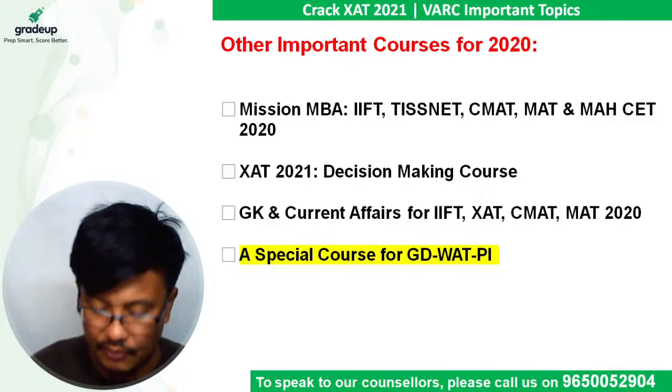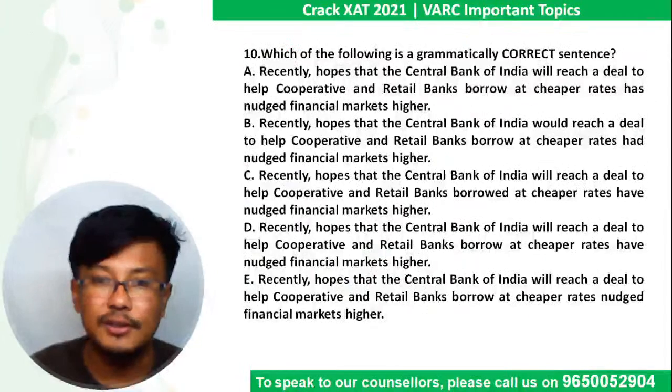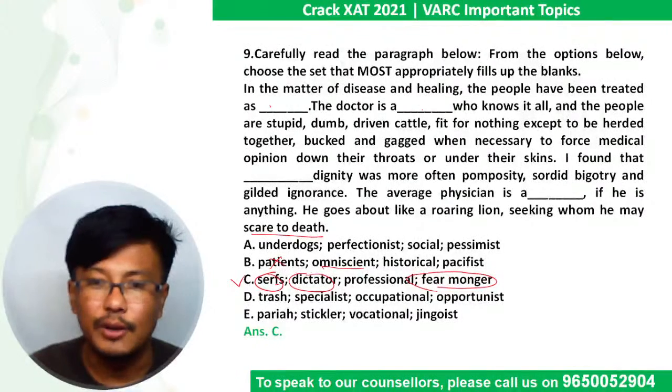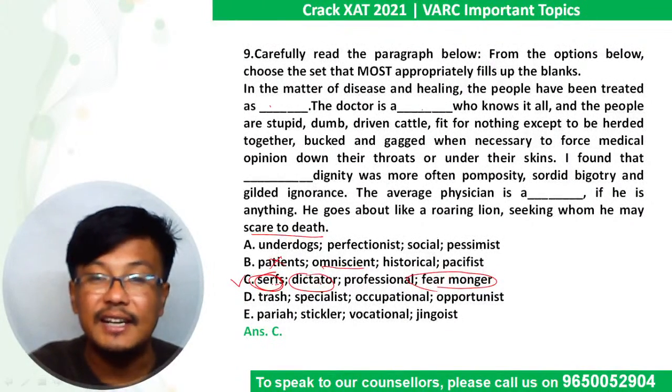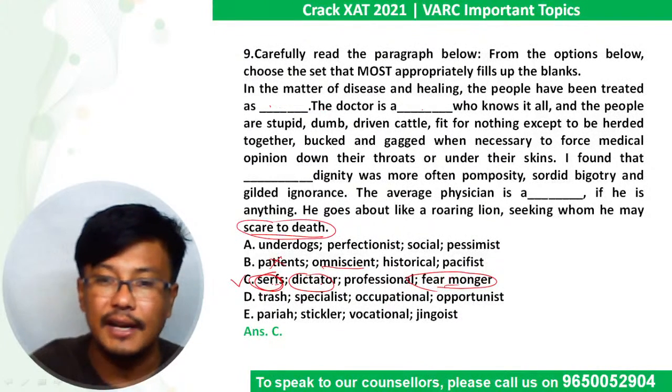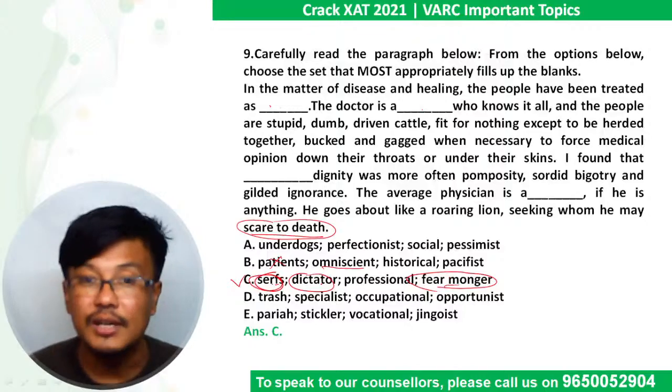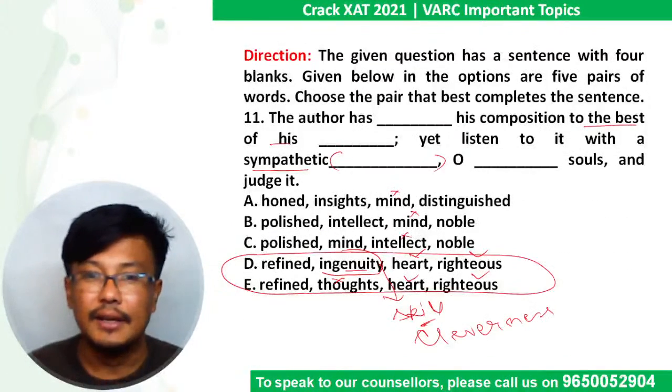One previous question, let's go back to it. What was the question? You mean this one? Yes, I explained already. Look, a serf is a slave, a dictator is the master. So the relation between the patient and the doctor, the way the doctor treats, this is one thing. Fearmonger is somebody who scares. So because of these 3 clues, the best answer is this.